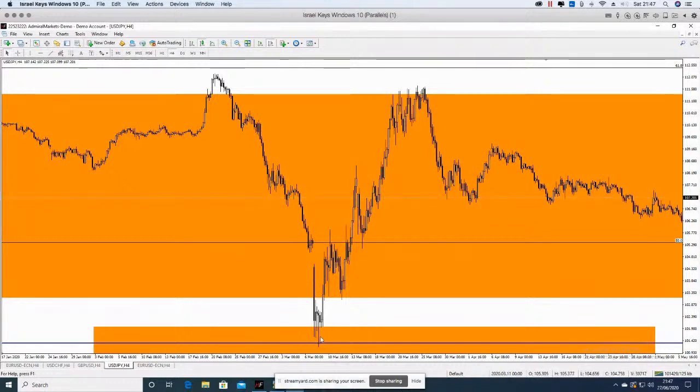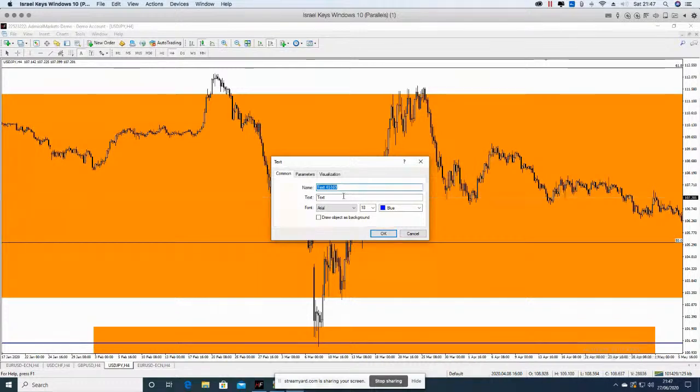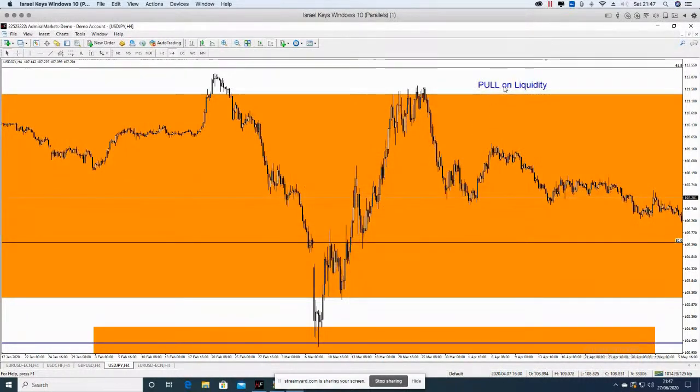Why? Because there is a pool of liquidity here. Pool, not pull, P-O-O-L. Let me put that in there. Something you're going to have to be conscious of when you're dealing with market maker philosophy. We talk about pools of liquidity.